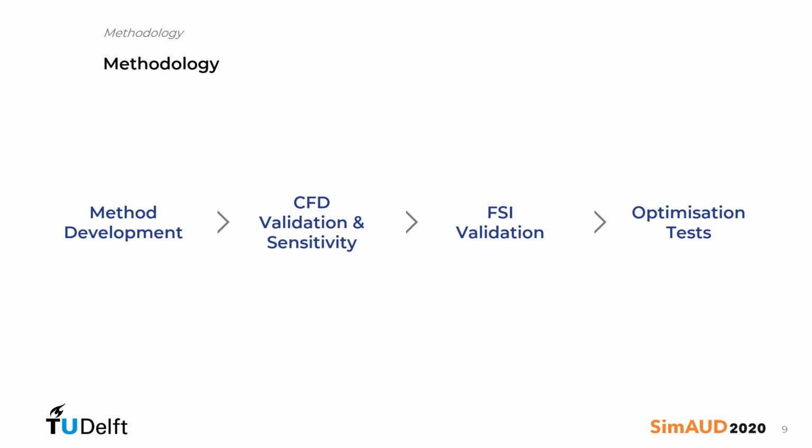So the methodology followed these four parts. First, the method development, which was done in Rhino and Grasshopper, CFD validation and sensitivity to ascertain the accuracy and also the timeliness of the method, FSI validations to compare the results from the method with established Eurocode procedure, and the optimization test to see how much of an improvement could be made.